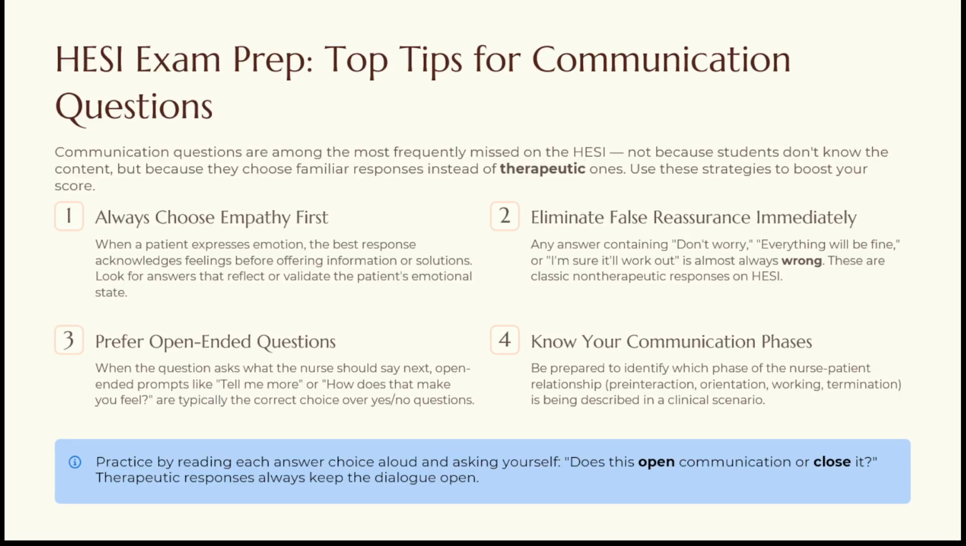Okay, so again, going over HESI communication tips. When answering HESI communication questions, choose empathy first. We have to make sure that we're acknowledging the patient's feelings, keeping communication open, avoiding judgment, avoiding advice giving, and we prefer open-ended questions.